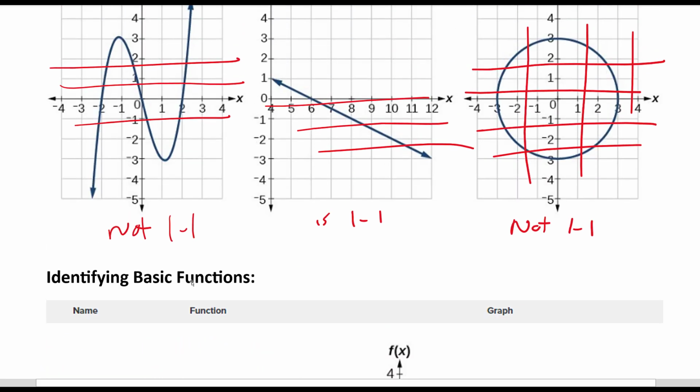And that's where we'll stop here. Next video we're just going to talk about there's a collection of basic functions to be aware of.